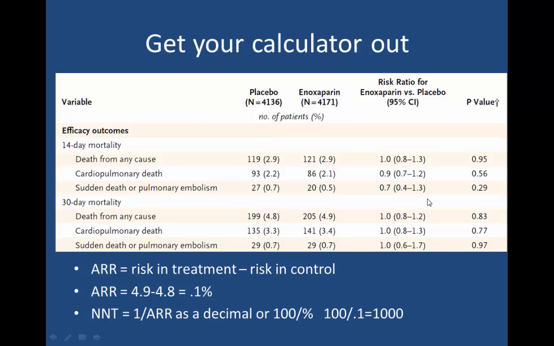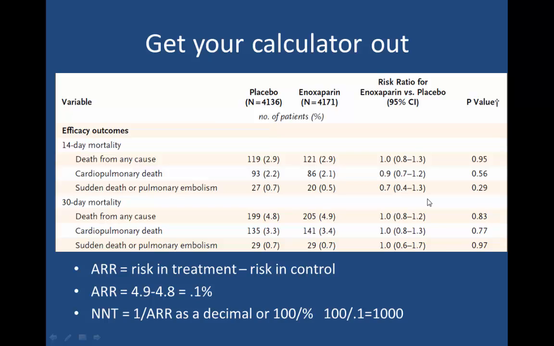30-day death from any cause. 4.9, got your calculator there, minus 4.8%, because to do absolute risk reduction, we're taking the risk, the relative risk, and those have been calculated for us here. 4.8, and I get 0.1%. So 0.1% divided into 100, it means that I have to treat 1,000 patients with enoxaparin to prevent one death from any cause during this 30-day mortality window.